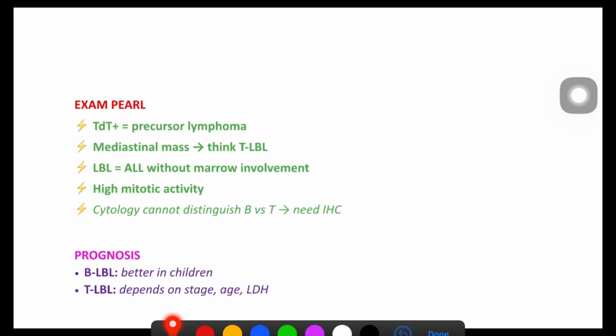So TdT positive, mediastinal mass, think TLBL, and if it is involving marrow then it is acute lymphoblastic leukemia. Cytologically we cannot distinguish B or T, so we require immunohistochemistry. And BLBL has a better prognosis in children, while TLBL depends on the stage, age and LDH level.